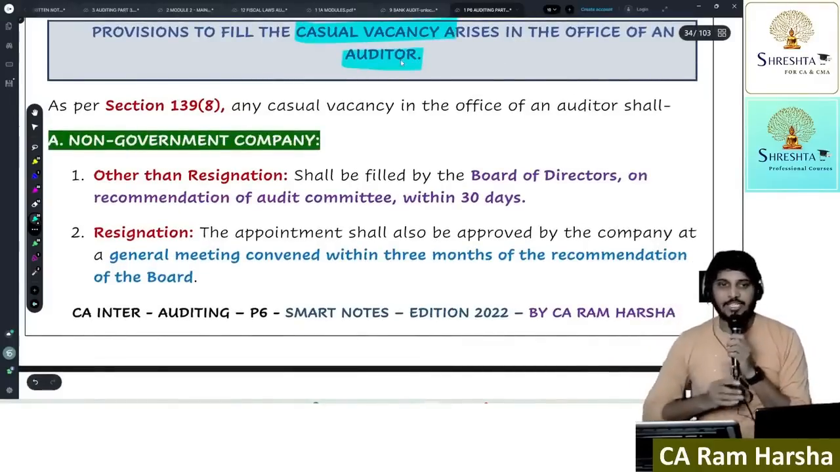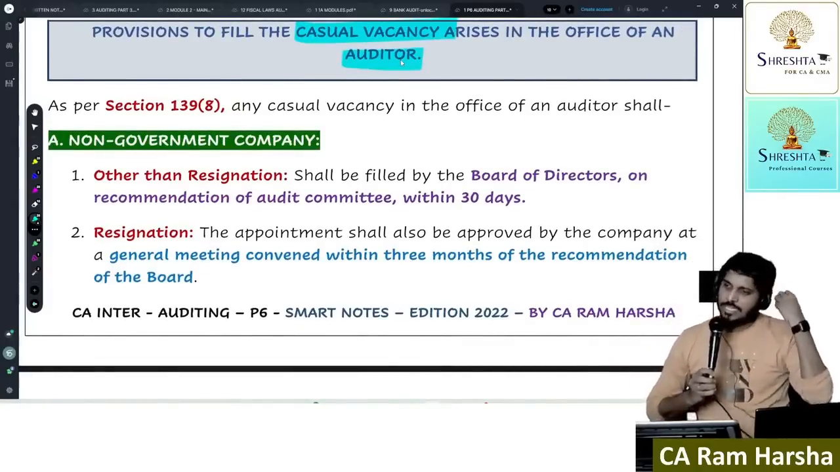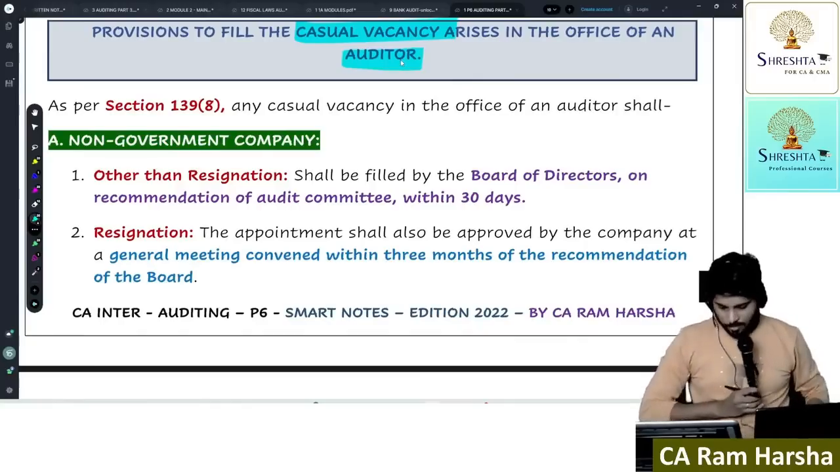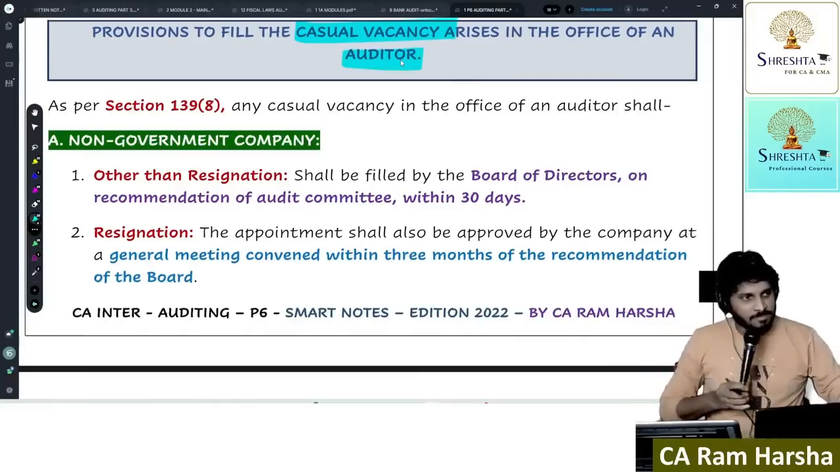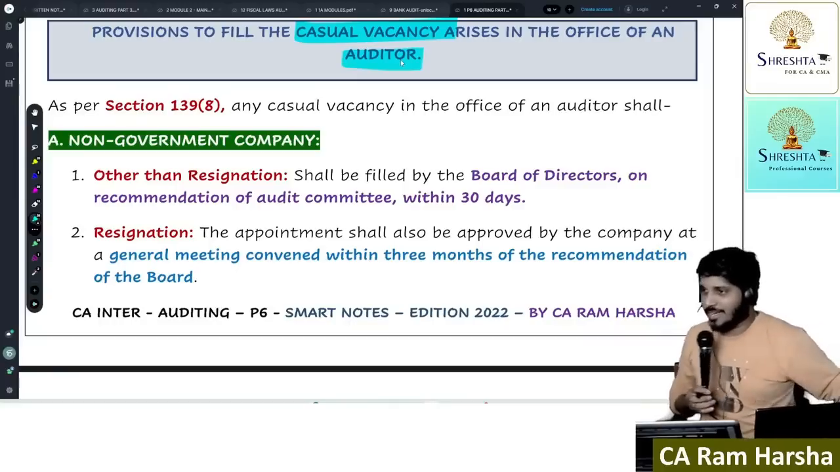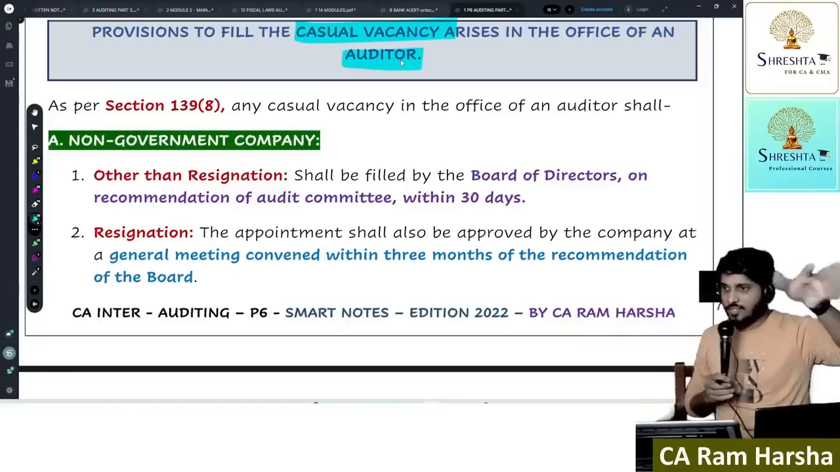So how to fill casual vacancy of the auditor? So what is that vacancy? Casual vacancy. What is meant by the word casual? They just used the word casually. Promise. There is no significance for the word casual.